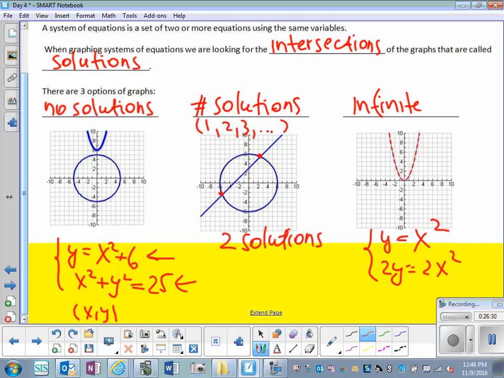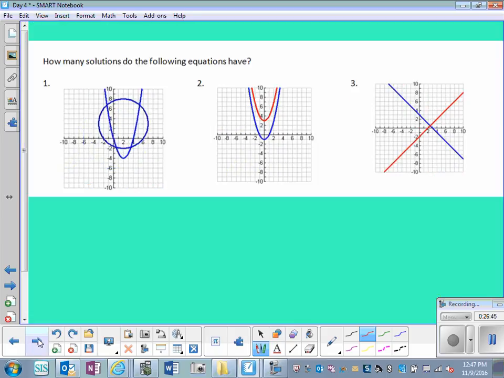Infinite number of solutions: when the graphs overlap in at least some section. Questions? Okay. So looking at these examples, how many solutions do the following systems of equations have?